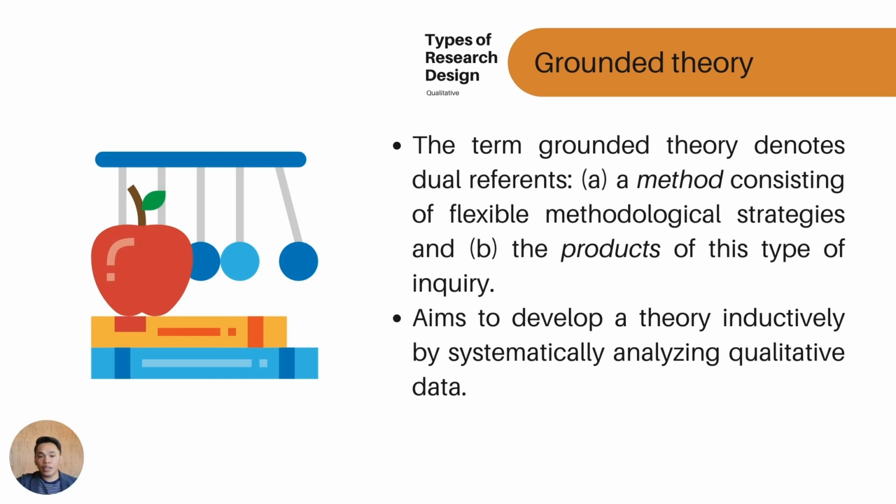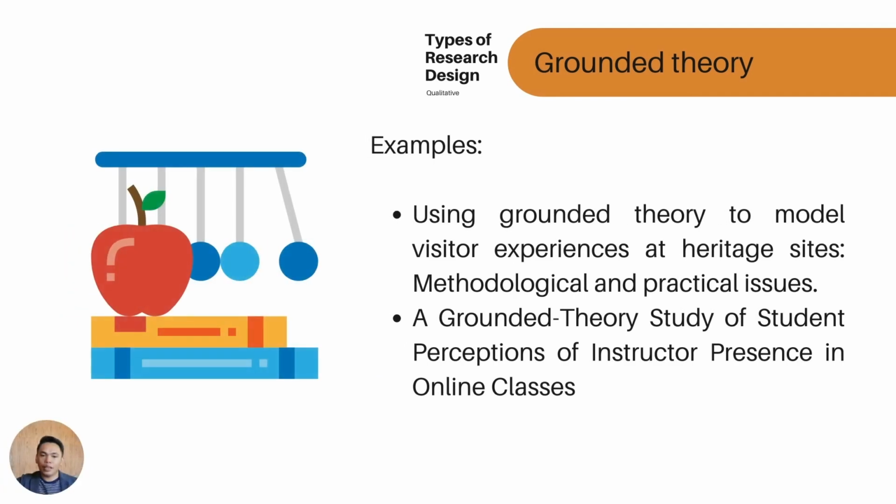The third one is grounded theory. The term grounded theory denotes dual reference. First is a method consisting of flexible methodological strategies and products of this type of inquiry. So if you have the method, then you have the product. This also aims to develop a theory inductively by systematically analyzing qualitative data. Some of the examples include you can use grounded theory to model visitor experiences at heritage sites. Also, you can use this to study student perceptions of instructor presence in online classes.